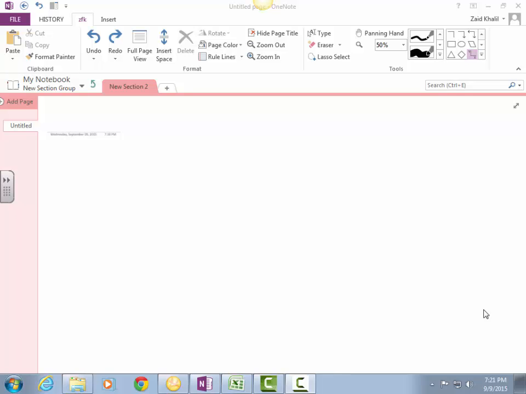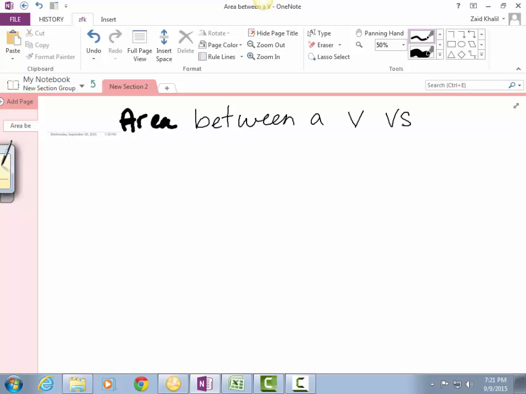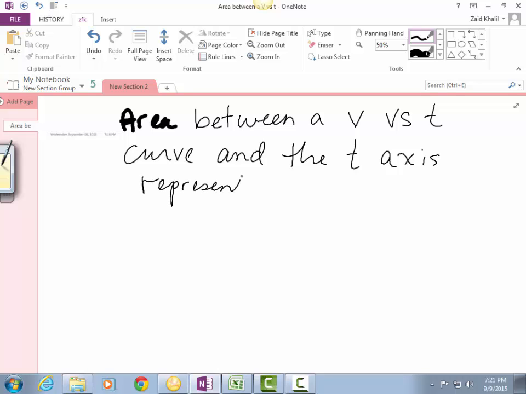All right, so what I'm going to show here is that the area between a V versus T curve and the t-axis represents a positive displacement.